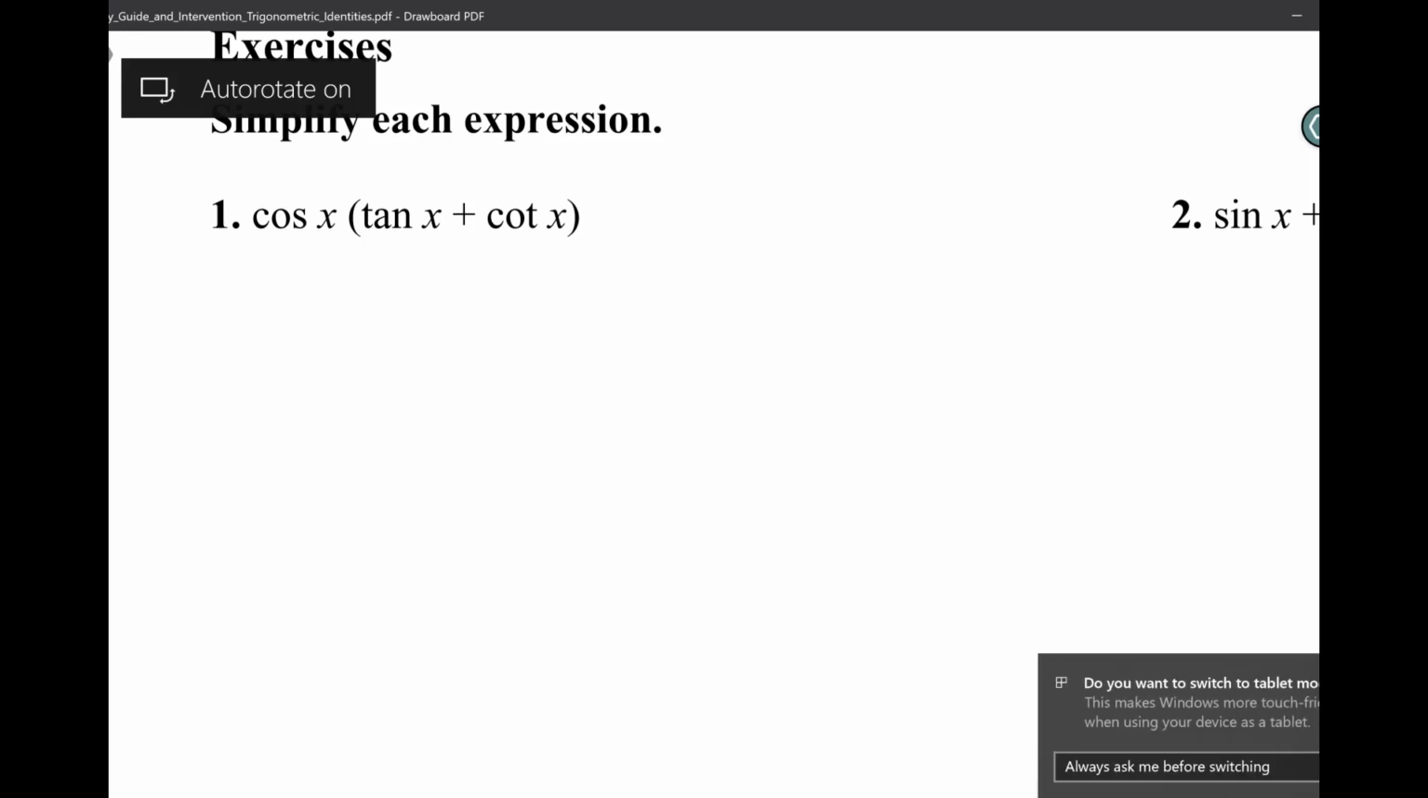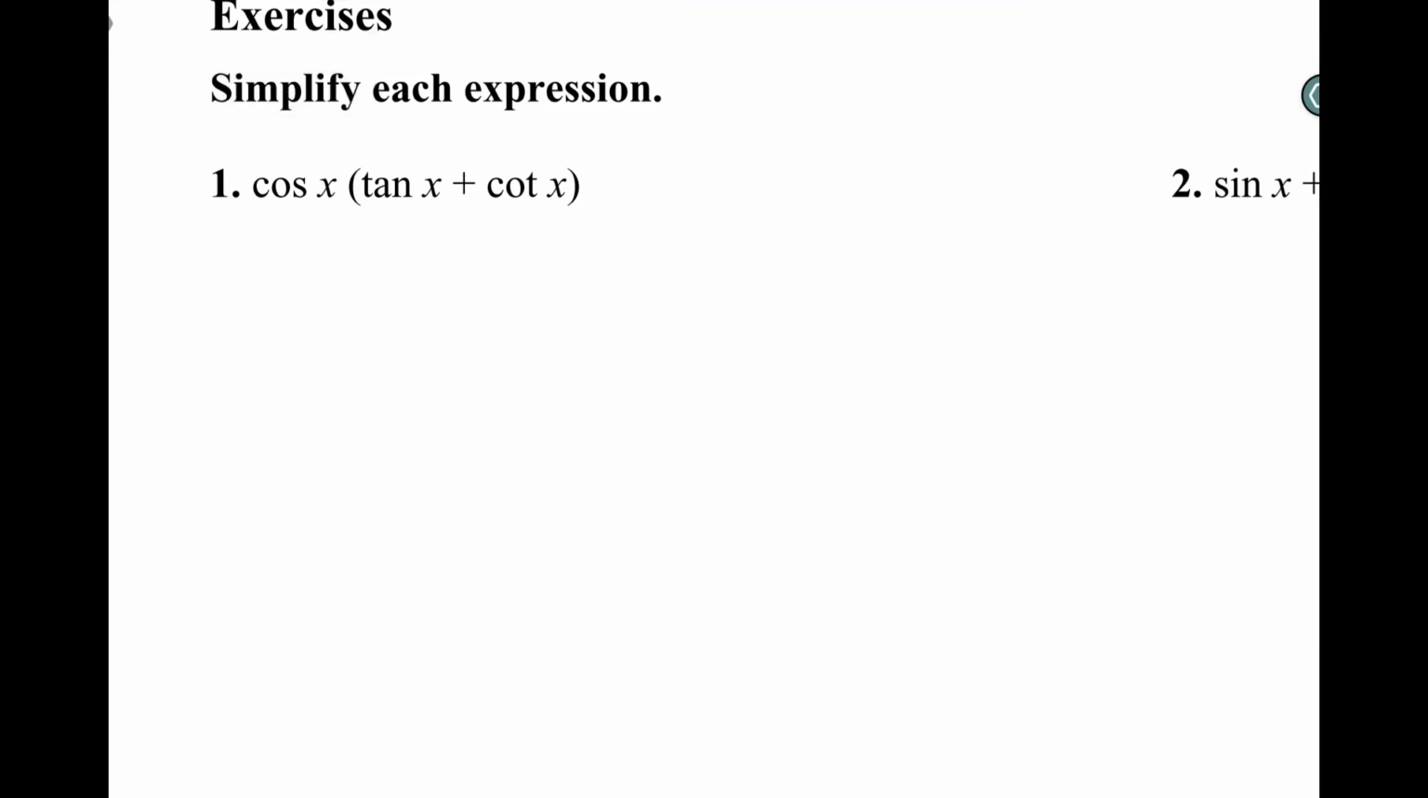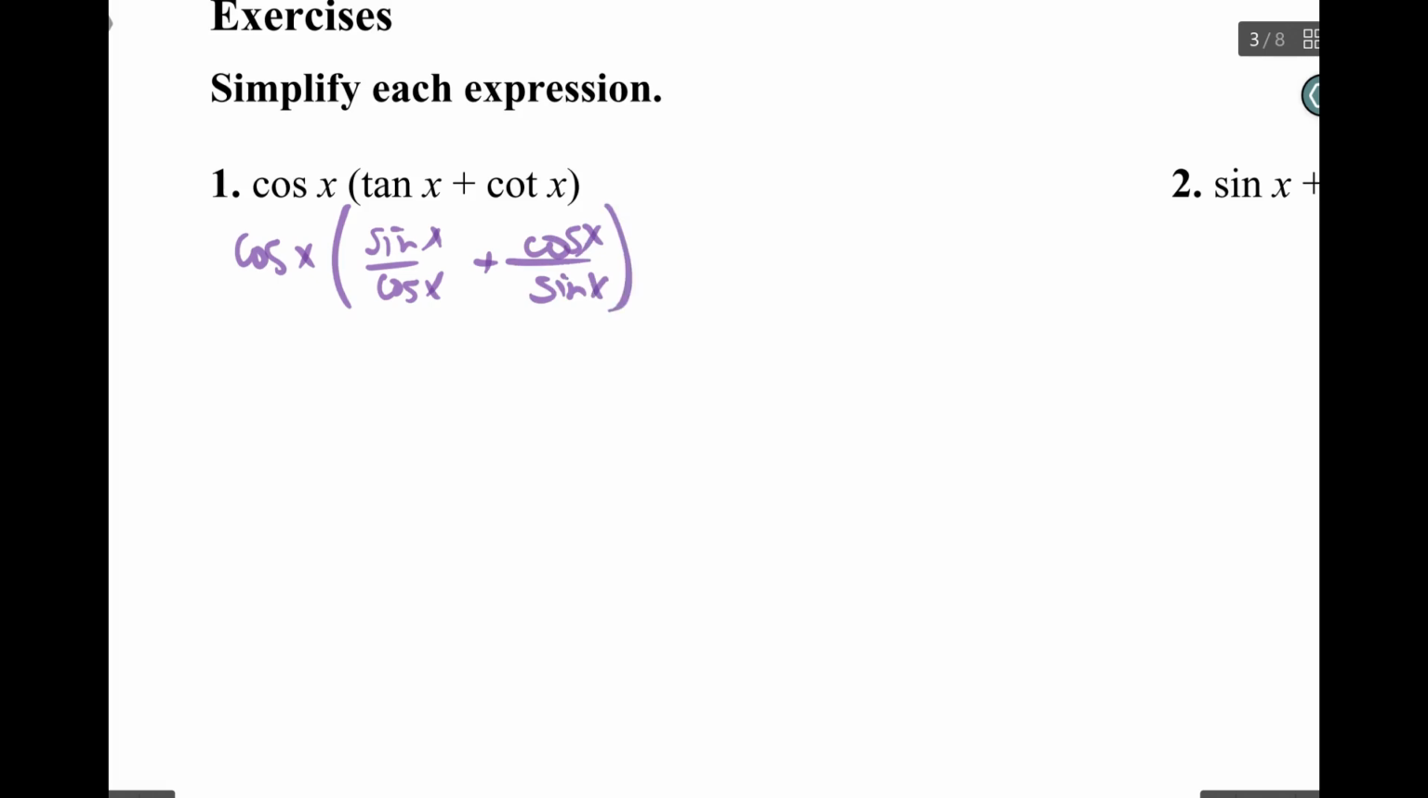Cosine of x times tan of x plus cotangent. So the first thing I would do is rewrite in terms of sine and cosine. So I have cosine of x times, well, tan is sine over cosine, and cotangent is cosine over sine. Before I can add what's in my parentheses, I need to make sure they have a common denominator. So in order to do that, I'm going to multiply this by cosine x over cosine x. I'm going to multiply the left guy by sine x over sine x.